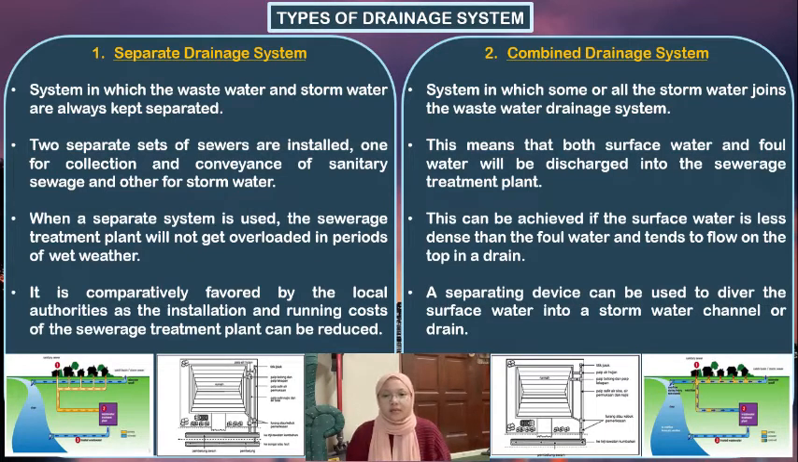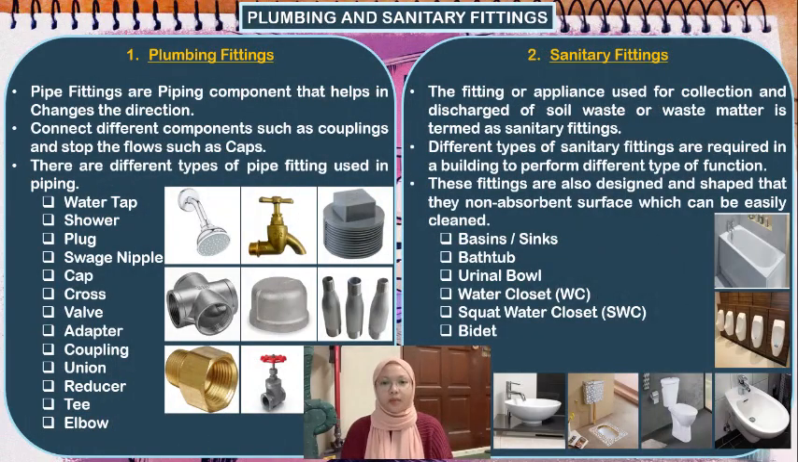For the combined drainage system, some or all of the stormwater joins the wastewater drainage system. This means that both surface water and foul water will be discharged into the sewage treatment plant. This can be achieved if the surface water is less dense than the foul water and tends to flow on the top in a drain. A separating device can be used to divert the surface water into a stormwater channel or drain. Next, plumbing and sanitary fittings. For plumbing fittings, pipe fittings are piping components that help in changing the direction, connecting different components such as couplings, and stopping the flow such as a cap.